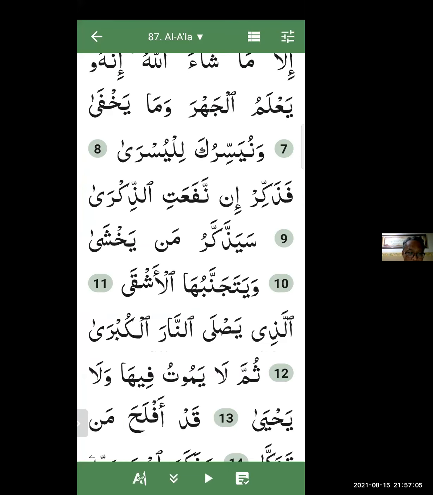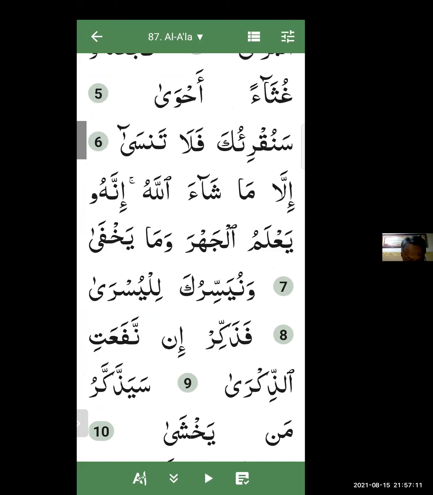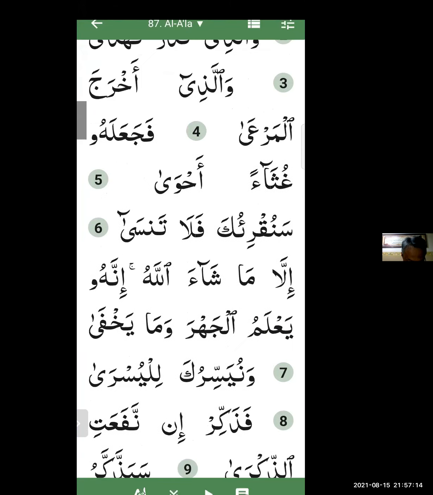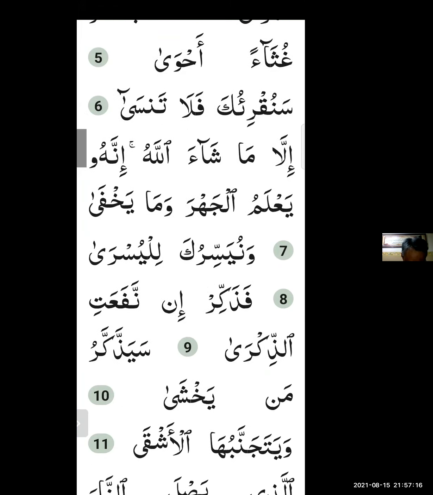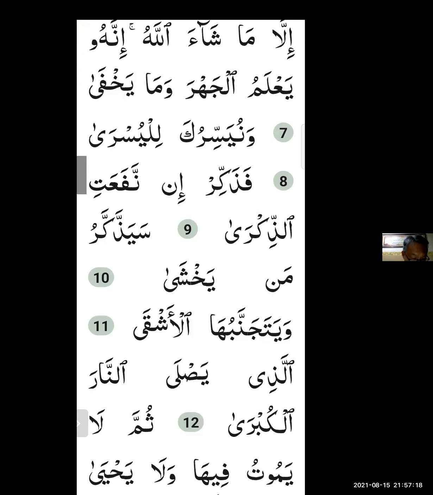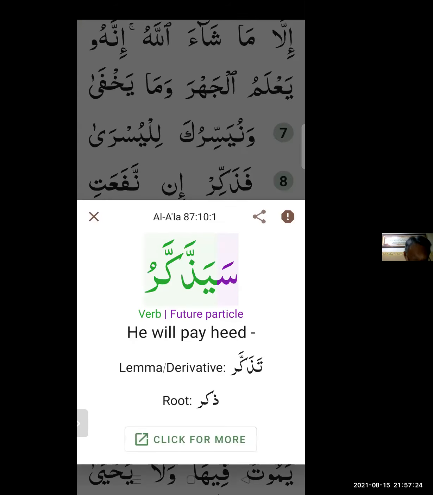Okay, now we have Saya Zakaru Man Yakhsha. We have this big word, Saya Zakaru Man Yakhsha. Look at Saya Zakaru. I will click there. You can see that. The third word is zakar.